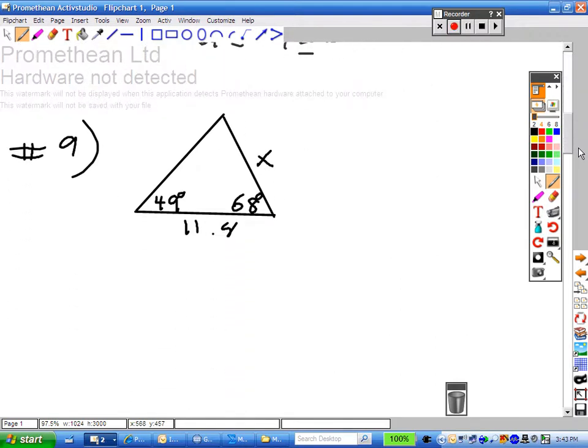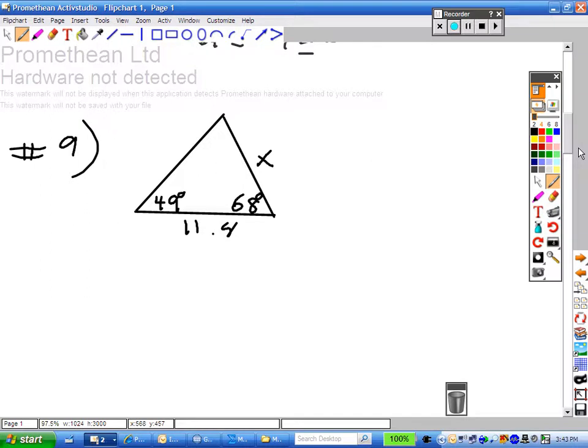Let's look at number 9. Number 9 is not a right triangle, so it either has to be the law of sines or the law of cosines. Since we don't know two sides and the included angle, we are going to be using the law of sines. Now, the law of sines is some side divided by the sine of its opposite angle, equals any other side divided by the sine of its opposite angle.